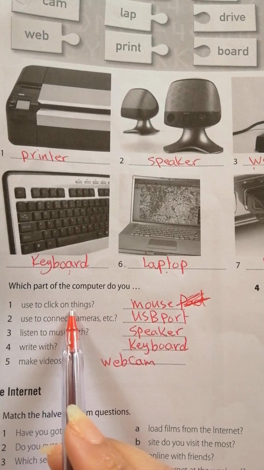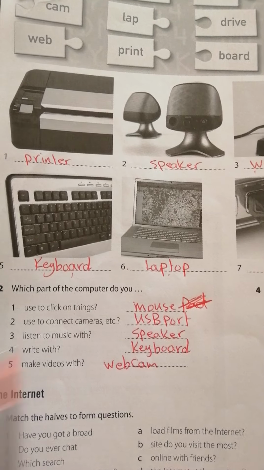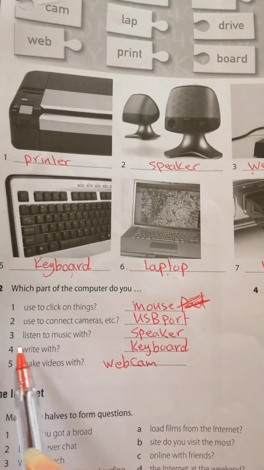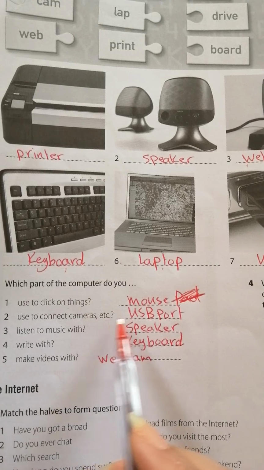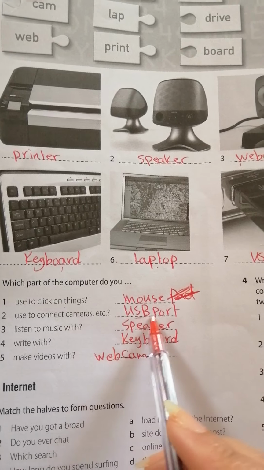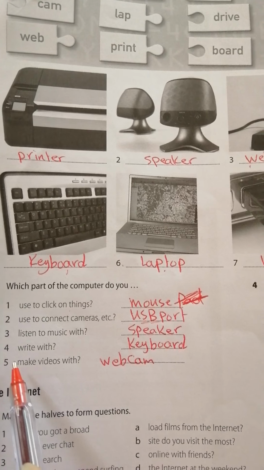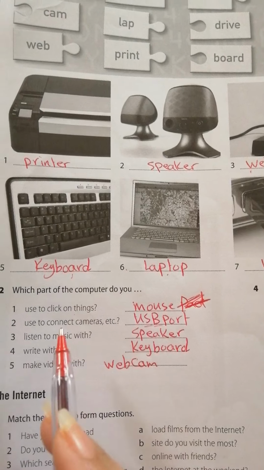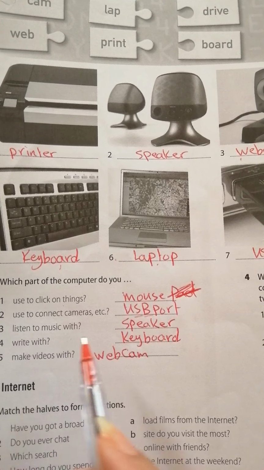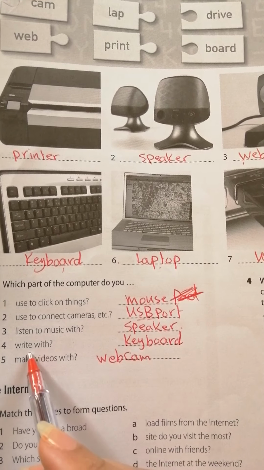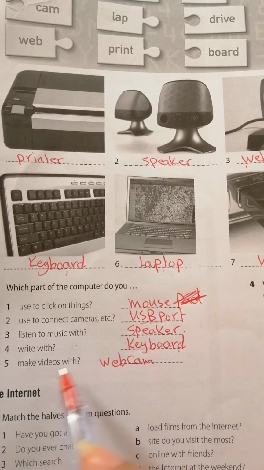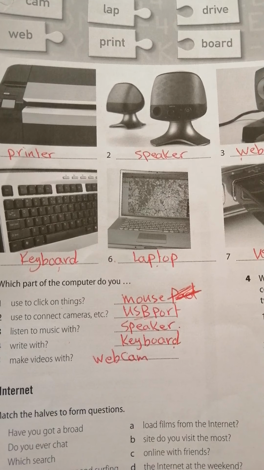Now, match which part of the computer you use to do this. Use to click on things. How do we click on things on the document? You use the mouse. Use to connect cameras, etc. You use the USB port to connect camera, speaker, the laptop or the printer. Listen to music with, you use the speaker. Write with, you use the keyboard. Make videos with, you use the webcam.